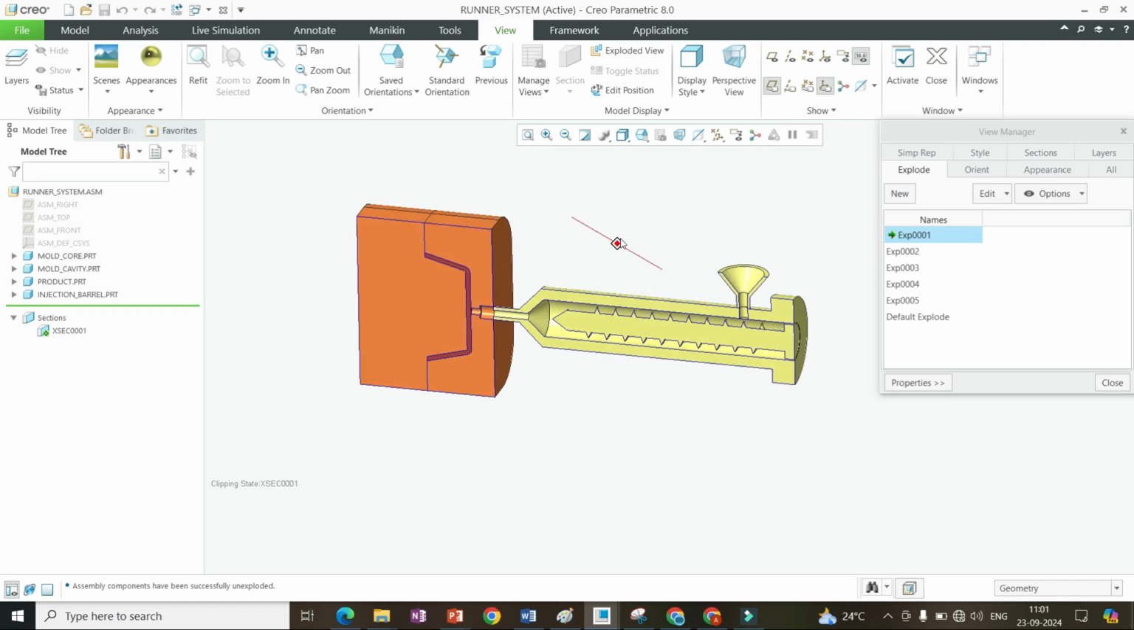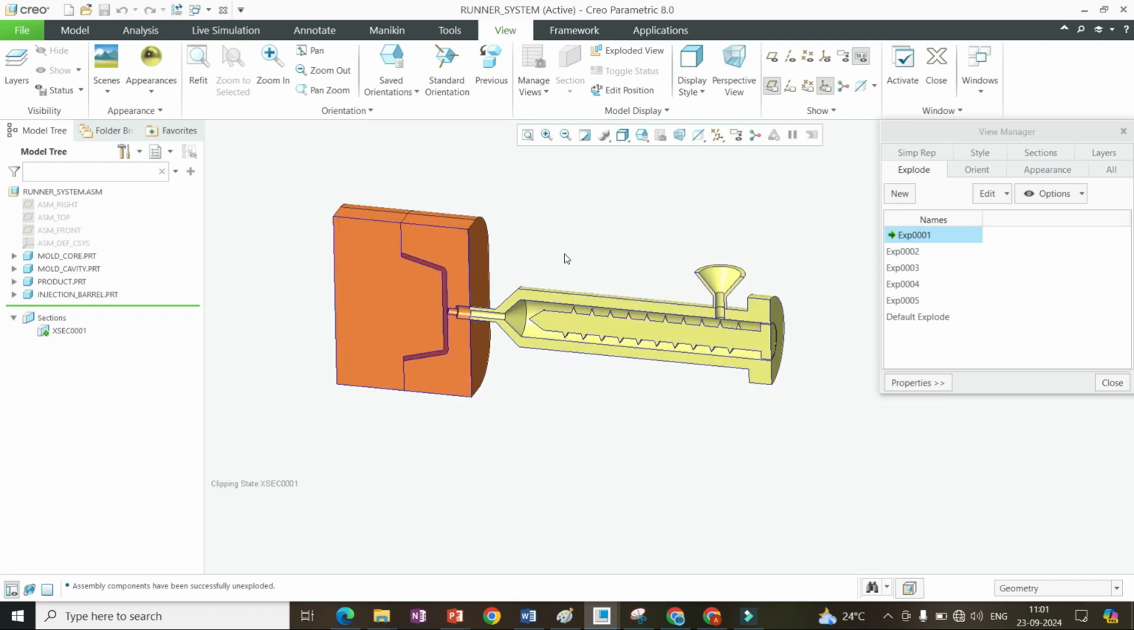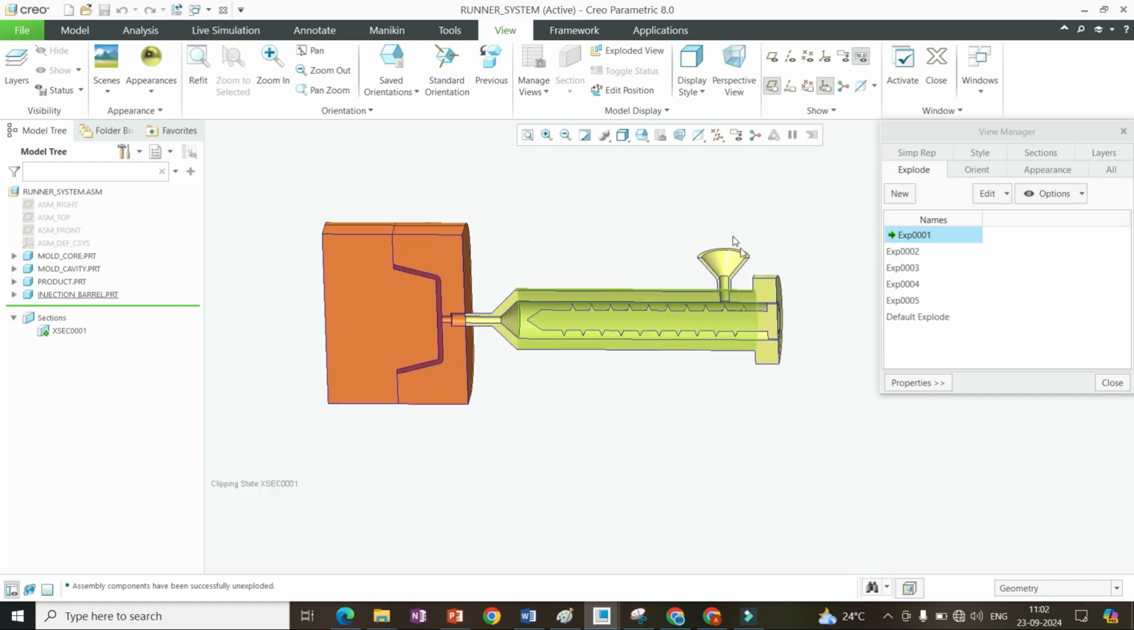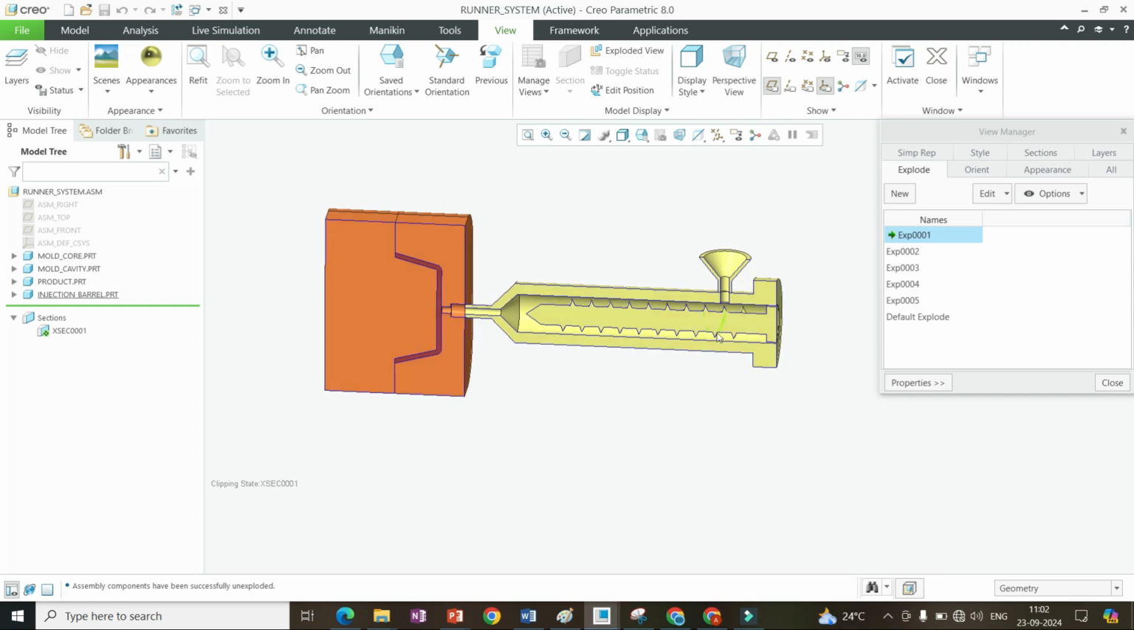Here I have just roughly modeled this injection molding process so that I can share some details with you. This one is the injection unit, where we have the screw and the hopper, and this is the injection barrel. From here we add the material in granular form, and with the help of the screw we compress and melt the granular material.